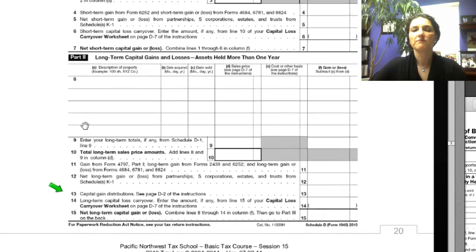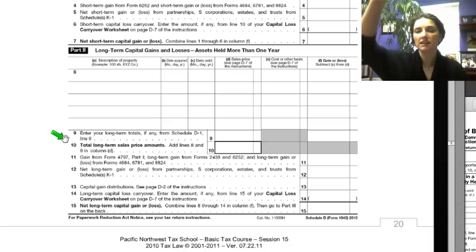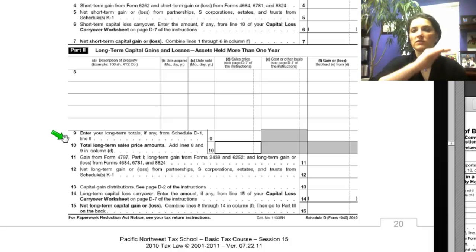In Part 2, we have pretty much all of the same information. The only difference between Part 1 and Part 2 is whether we sold property held long-term or short-term. And if it was held more than a year and then it is disposed of, it is considered to be long-term. And again, we have all of that same information. Enter the long-term amounts from the Schedule D1, which would be a listing of all of your sales transactions. IRS wants you to list them all. And if you have too many to fit on Schedule D, they want you to attach Schedule D1 listing each individual sale. You then total up all of the long-term sale amounts.